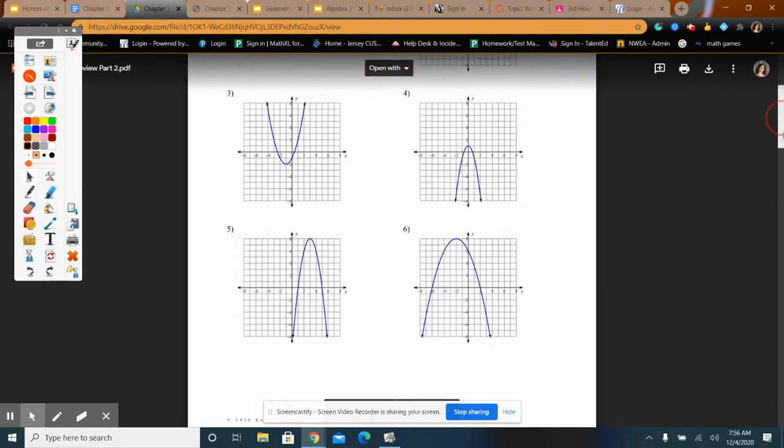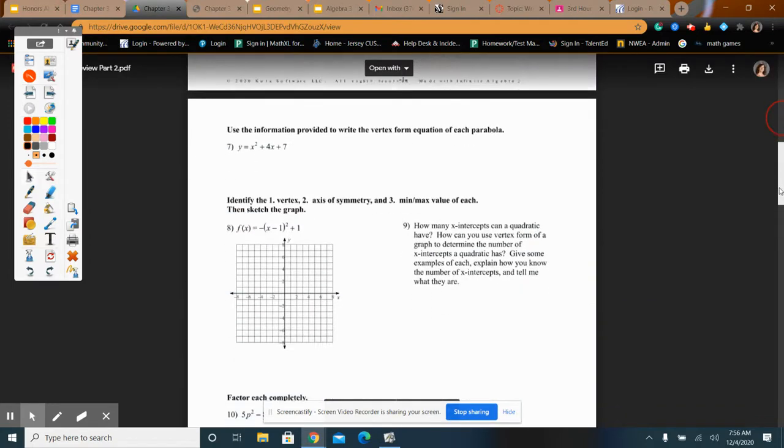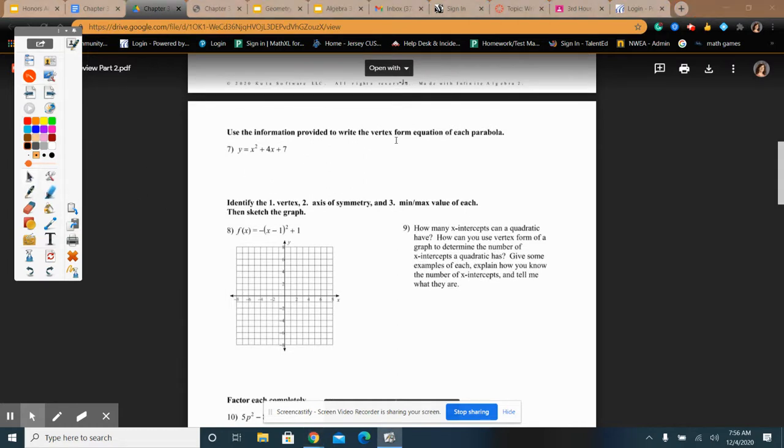Okay, next page. Use the information to write the vertex form. Now, what form is this in, first of all? This is standard form. And how do you go from standard to vertex? That's called completing the square. So we're going to basically complete the square here, or draw a picture if you need to, to figure out what square is closest to this guy.